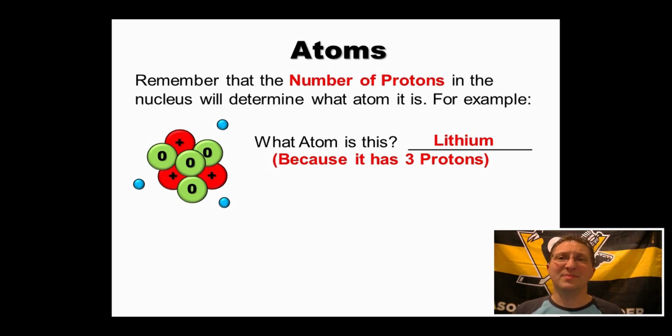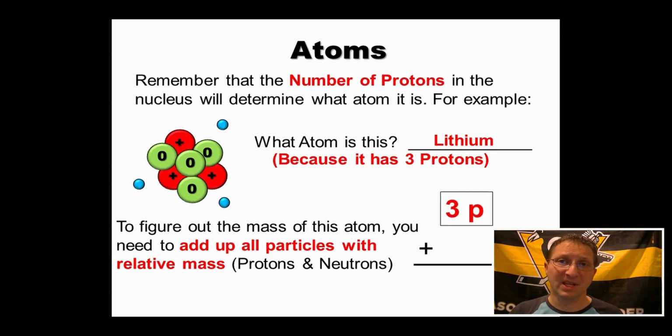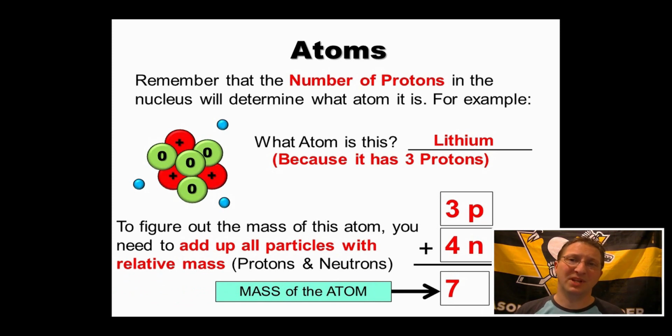And we said that the relative mass of a proton was 1, the relative mass of a neutron was 1, and the relative mass of an electron was 0. So really, we only need to count the protons and the neutrons. If we look real close here and add up all the protons and all the neutrons, what do we get? The number of protons here is 3, and the number of neutrons is 4. So 3 plus 4 gives us a mass of 7. This is the mass of this particular version of lithium.